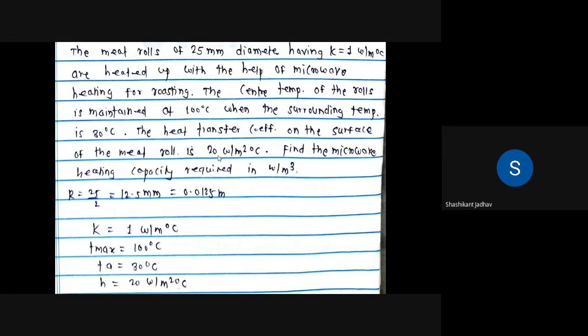Find the microwave heating capacity required in watt per meter cube, means we have to calculate the value of small qg. Okay, so radius is given, then thermal conductivity K is given, then T max is given, then T infinity is given, then H is given, and we have to calculate the value of small qg.